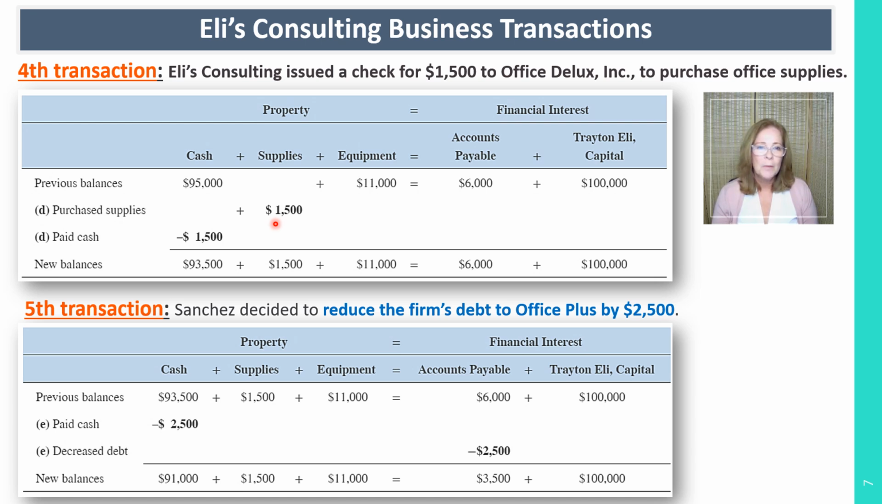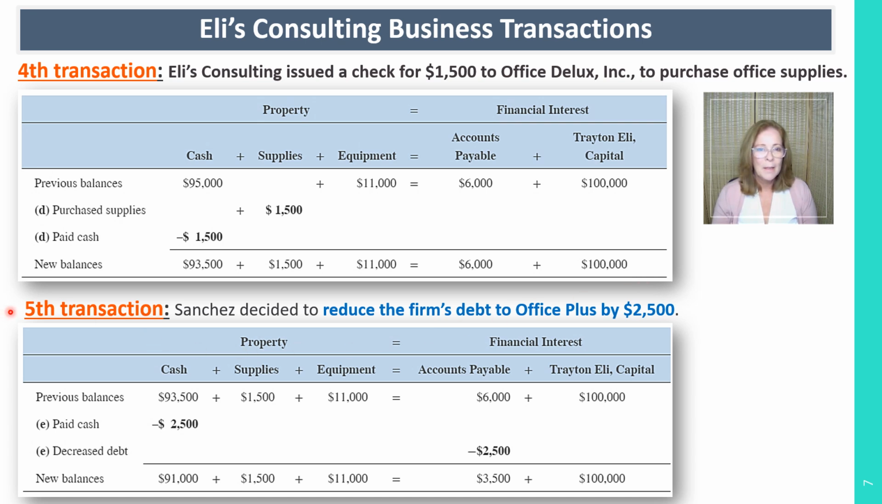And for the second part of this transaction, we'll subtract $1,500 from cash. The new cash balance is now $93,500, and when we add up all the property accounts, cash, supplies, and equipment, the sum is $106,000, which is the same total amount for the financial interest accounts. Can you believe it? The equation still balances.